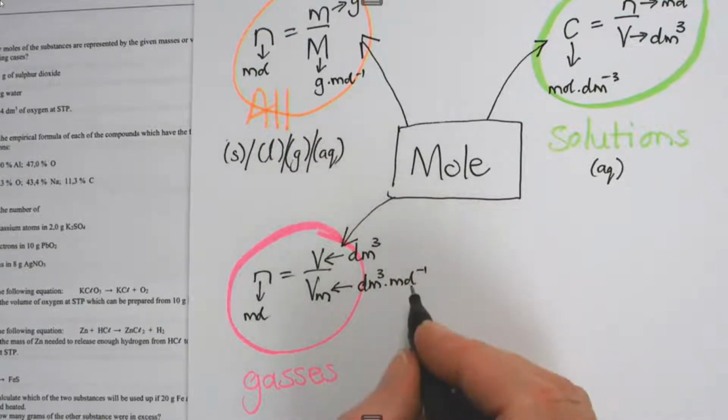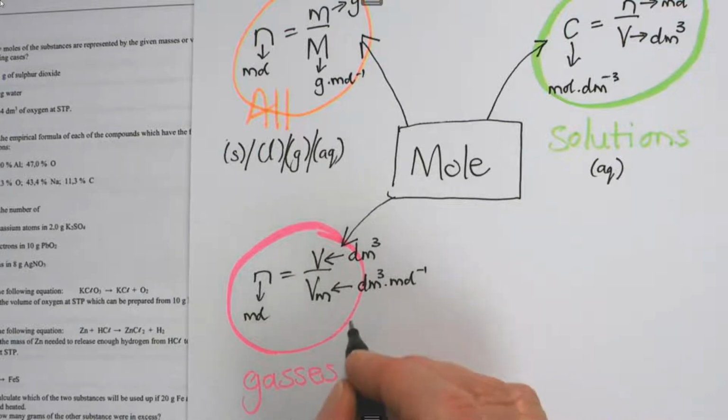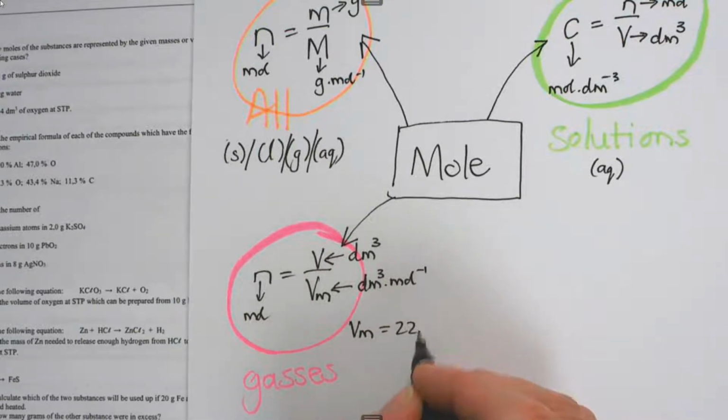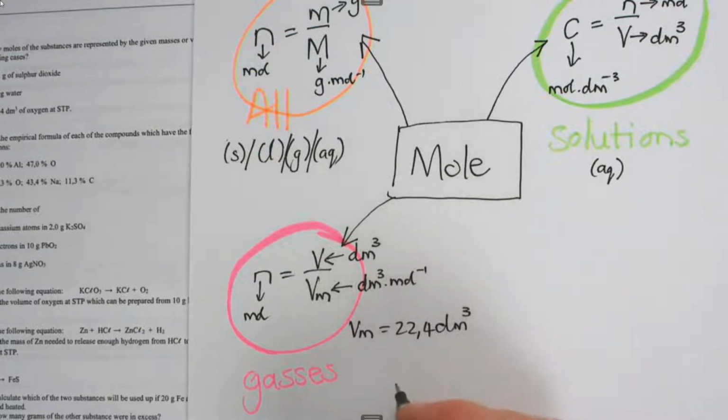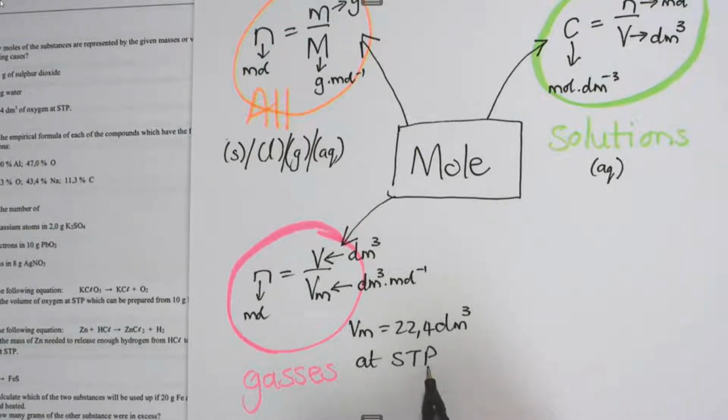Now, if you're in grade 10, the Vm has a constant value of 22,4 cubic decimeters. And that will be at STP. So that's my cubic decimeters per mole, because the definition says that 1 mole of all gases occupies a volume of 22,4 cubic decimeters at STP. That is now standard temperature and pressure. Now, if you're in grade 10, we're just going to use 22,4.